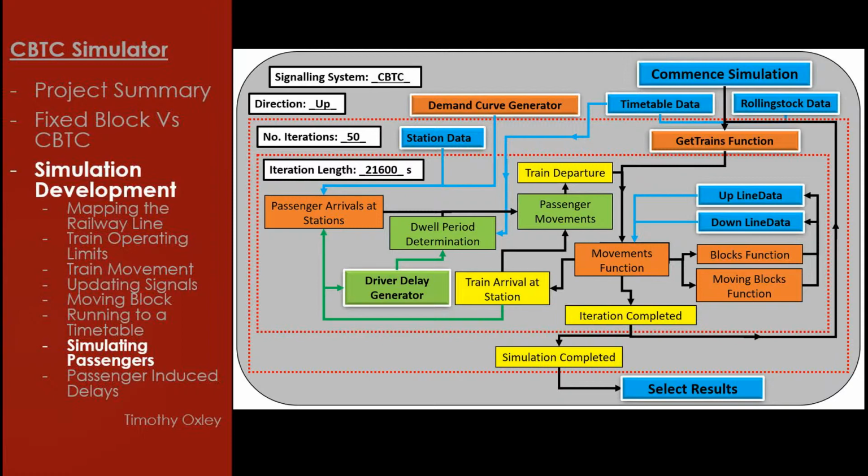Logically, passengers can only travel to and from platforms while the train is stopped. During the passenger movements function, this transfer takes place, allowing the number of passengers that board each train to be recorded.